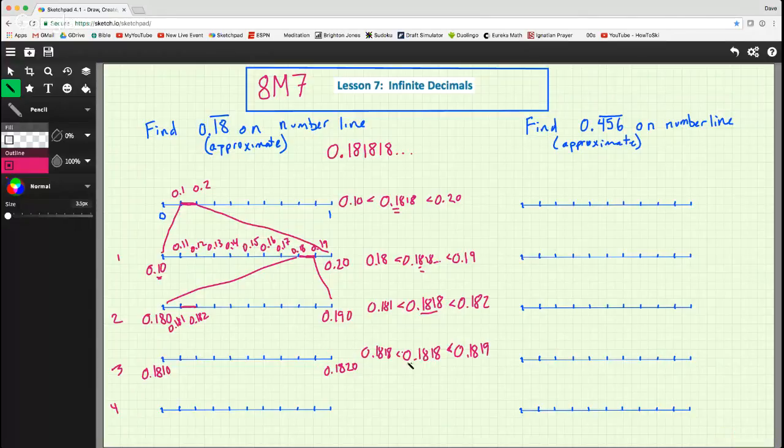So we've got to look at that last digit. So this is 0.1811, 0.1812, 13, 14, 15, 16, 17, 18. So this is 0.1818, and this is 0.1819, and we're between those two.